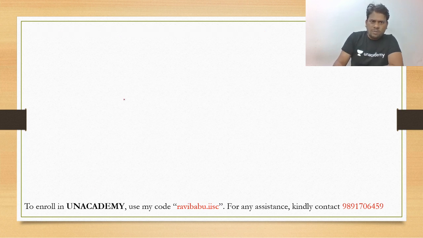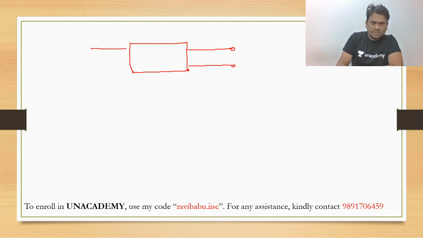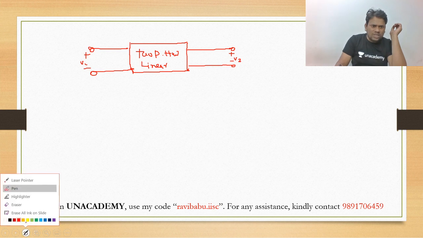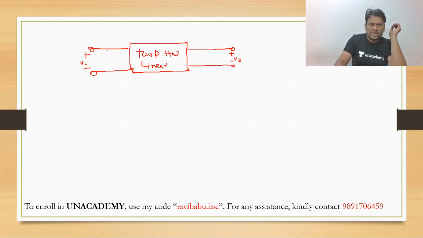Now my dear friend, my question is to all of you. If we have one two-port network in this fashion, with V1, V2, then it is our two-port network, which is linear. Now my question is, what should be the direction of current? I am showing two directions. I1 should be this one and I2 should be this one.